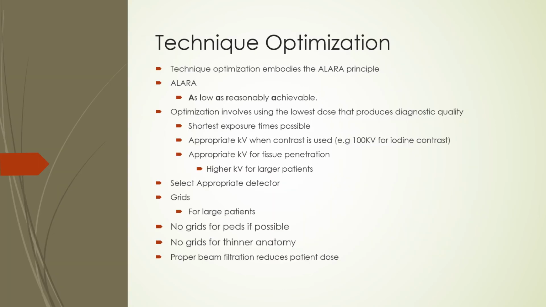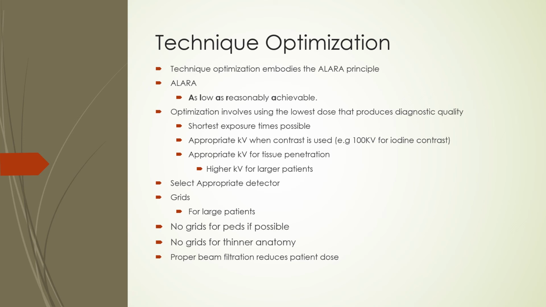Now that we have learned about different X-ray image acquisition techniques and ways to improve image quality, we can learn about how to optimize these techniques. Technique optimization involves several steps and embodies the ALARA principle. The goal of optimization is not just to reduce dose but also to ensure that the image quality is adequate for diagnosis. There are a few basic principles that can be used as a starting point.